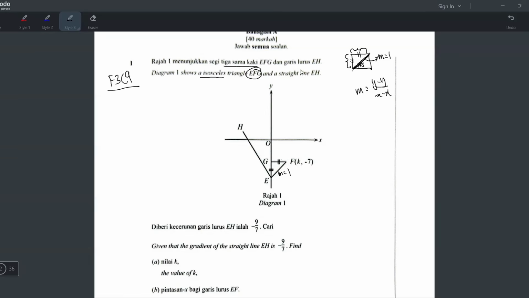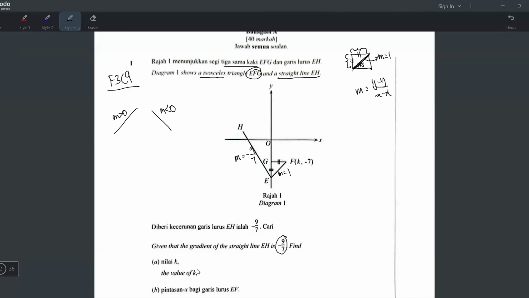Okay, next, they say a straight line EH. EH straight line, I can see it. Now, given that the gradient of straight line EH is negative 9/7. This is a very important piece of information. So let's go to line EH and label this m. m, the gradient, equals negative 9/7. It makes sense why it's negative, because the line is going down. When the line is going up, the gradient will be positive. When the line is going down, the gradient will be negative.